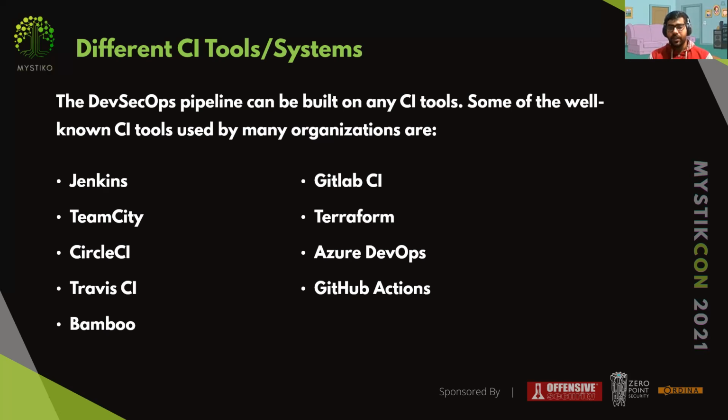So we've got Jenkins, we've got Circle CI, Travis CI. There are so many tools available. And just for the ease of the presentation, we went ahead and chose GitLab CI. The reason being that it is something that we are comfortable with, and it's fairly easy to set up on GitLab CI.